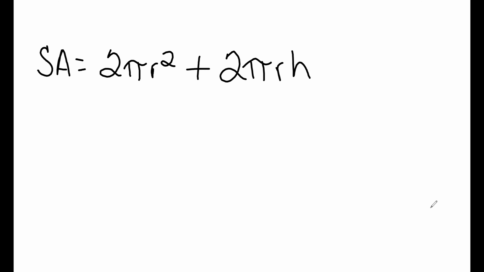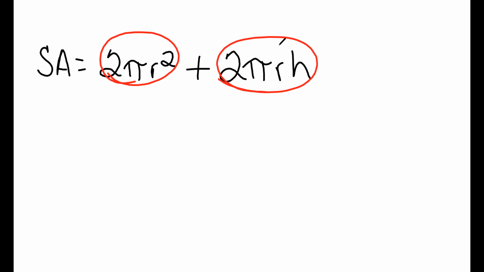So you want to start out with a surface area formula, which is 2 circles. That's what this part is. And then the other part that is going to be considered like the label. So now you're just replacing. So what was the radius? 7.